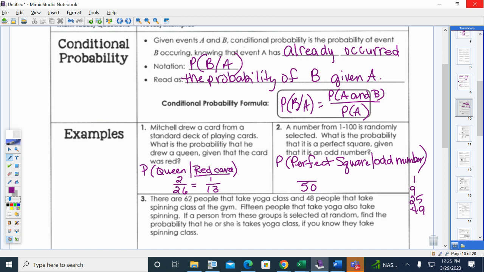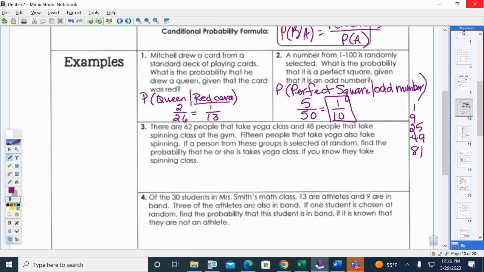And then 9 is odd. Squared is 81. And when you get to 11, which is the next odd number, 11 squared is 121, but that's too high. It's not in that 1 to 100 range. So 5 of those 50 numbers are perfect squares. 5 of the odd numbers are also perfect squares, which is going to reduce to 1/10. All right, let's look at question number 3.